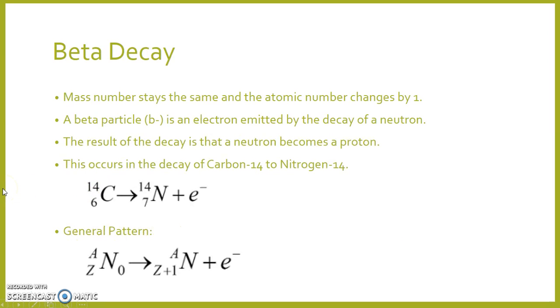Now moving on to beta decay, the second type. The mass number stays the same and the atomic number changes by 1. A beta particle, B negative, is an electron emitted by the decay of a neutron. The result of the decay is that a neutron becomes a proton. This occurs in the decay of carbon-14 to nitrogen-14. You can see here the carbon is going to change to nitrogen because it's going to be giving off an electron. The general pattern for that formula can be seen at the bottom of the page.